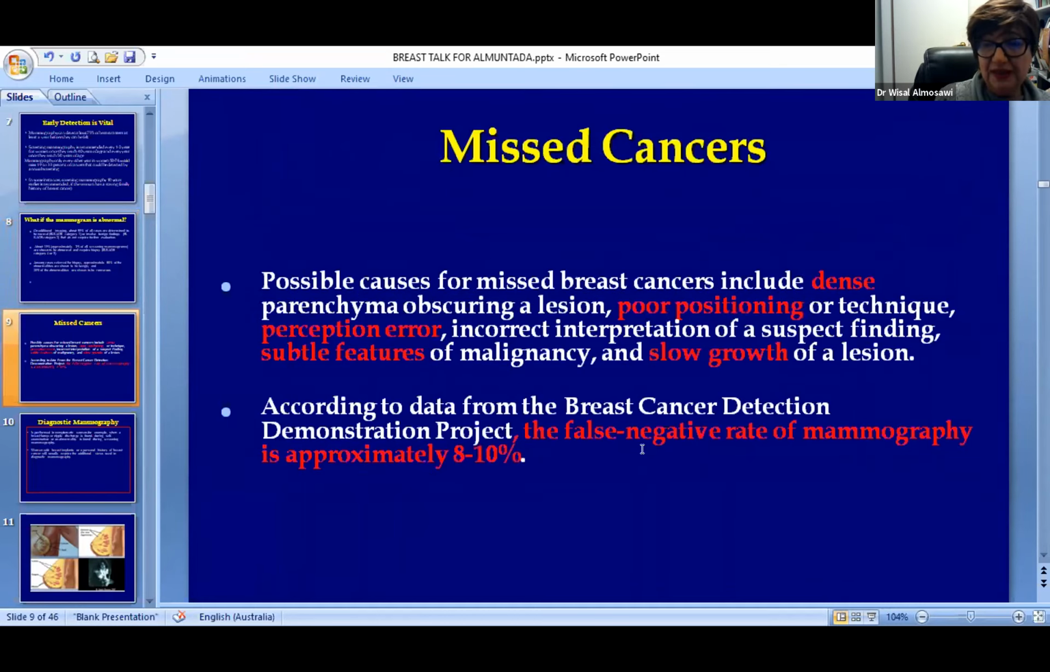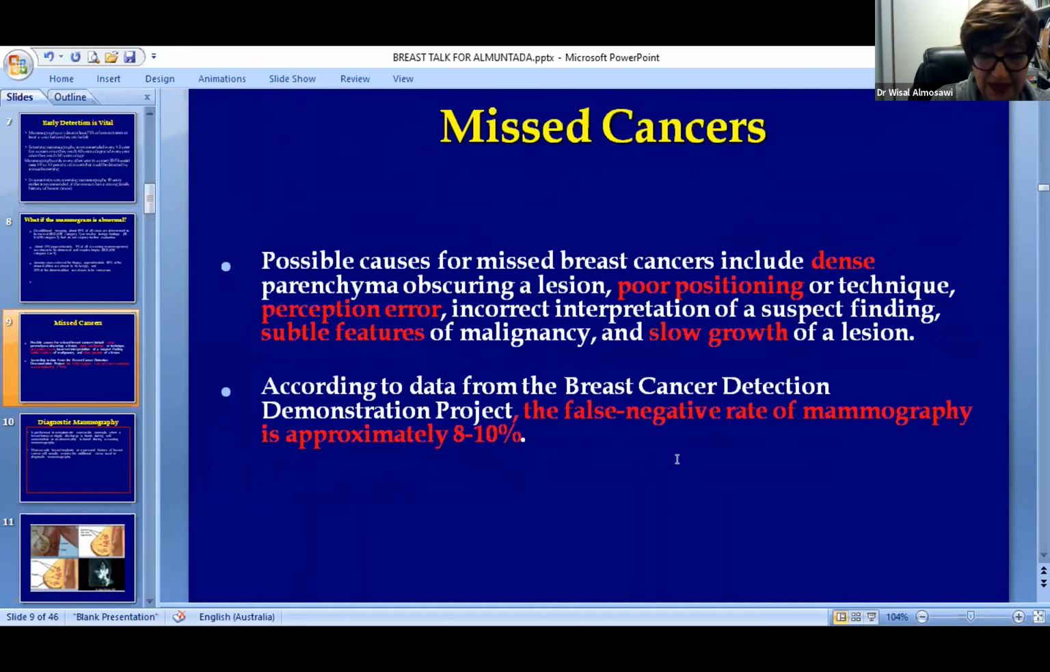The other important topic I wanted to touch on is missed cancers. Why do we miss cancer if we're doing mammogram and ultrasound? Dense breast is our enemy. It's very hard, especially in 2D mammography, to detect breast cancers because they will be hidden behind it. All you see is a white breast. You can't really see calcification, you can't see masses. So that's a big factor.